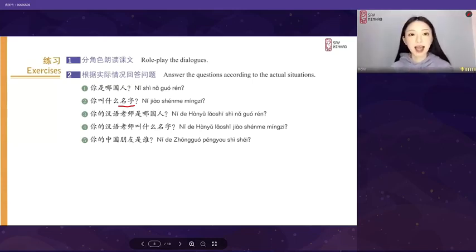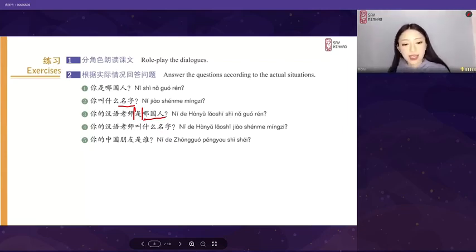Next question is, 你的汉语老师是哪国人? This question actually means, your Chinese teacher is which country's person? Which means, where is your Chinese teacher from? So how to answer it? You should say, my Chinese teacher is which country's person, right? So in Chinese it is, 我的汉语老师是中国人。Okay, very good. 我的汉语老师是中国人 or 我的汉语老师是美国人, 我的汉语老师是韩国人 as well. These are all right. Try to answer these questions according to your own situation.